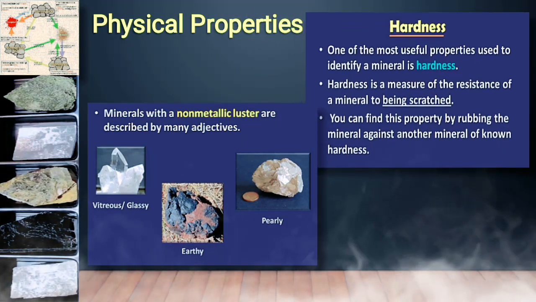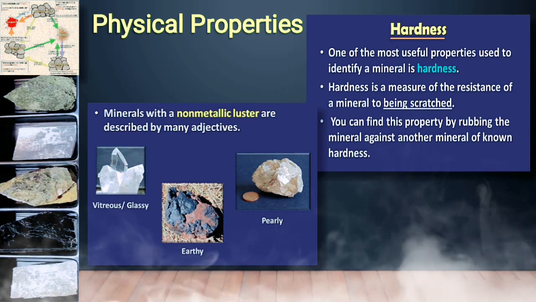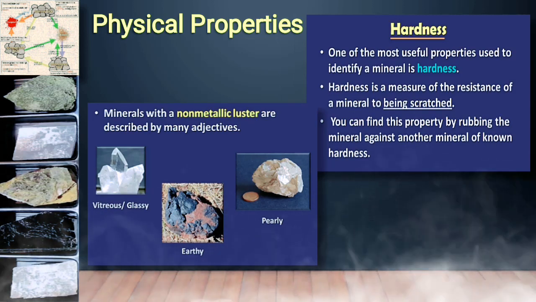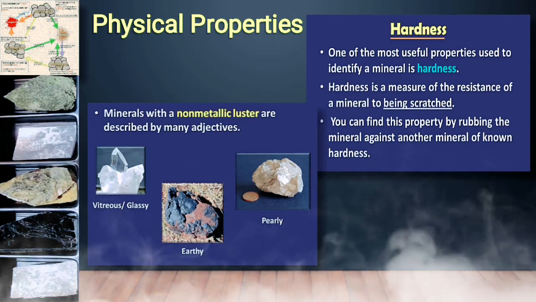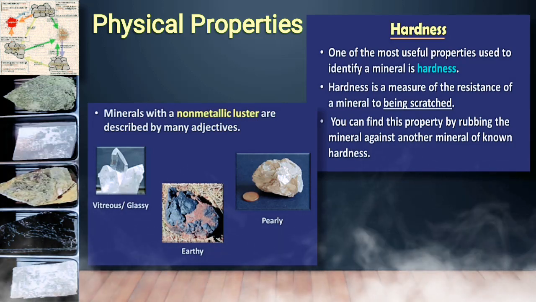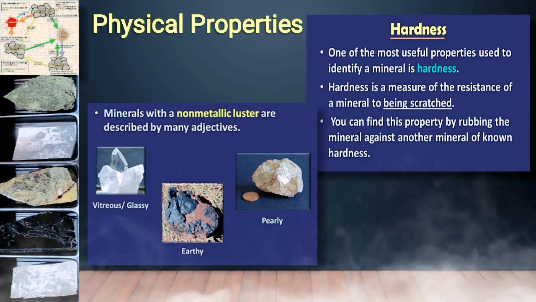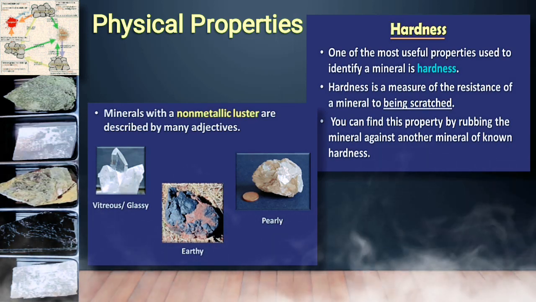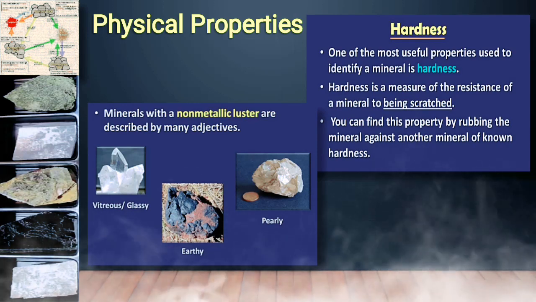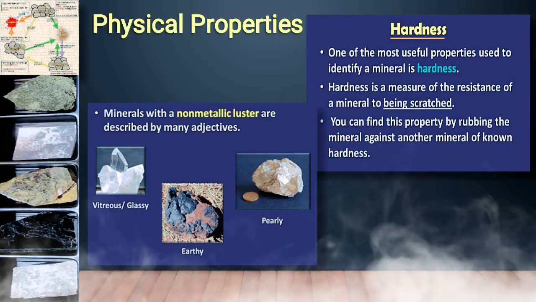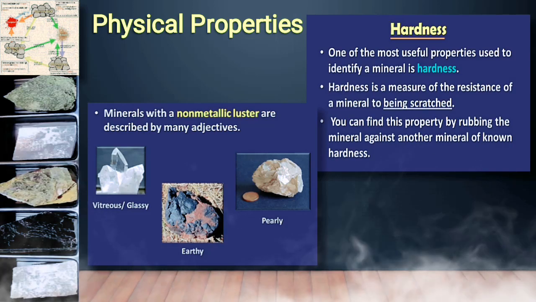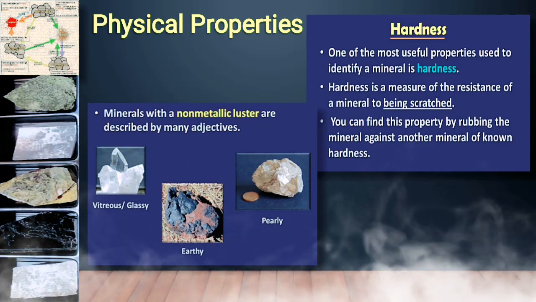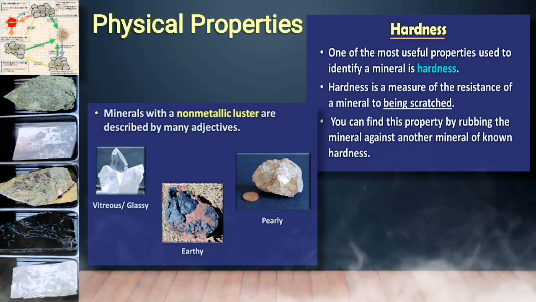Another physical property of minerals is hardness. It is one of the most useful properties used to identify a mineral. It is the strength with which a mineral resists its surface being scraped or punctured. Hardness is a measure of the resistance of a mineral to being scratched. You can find this property by rubbing the mineral against another mineral of known hardness.